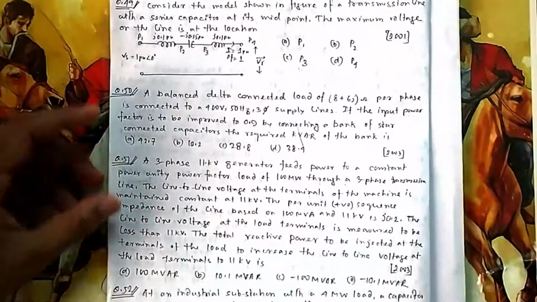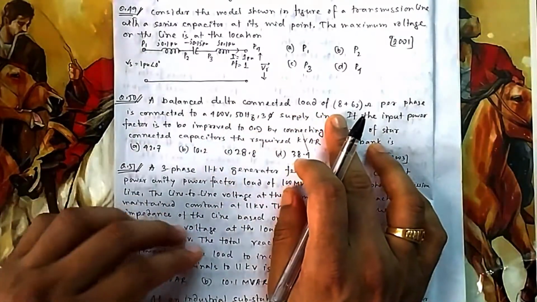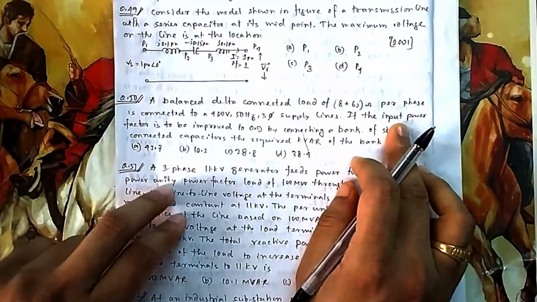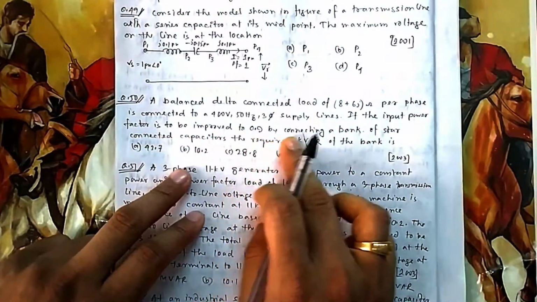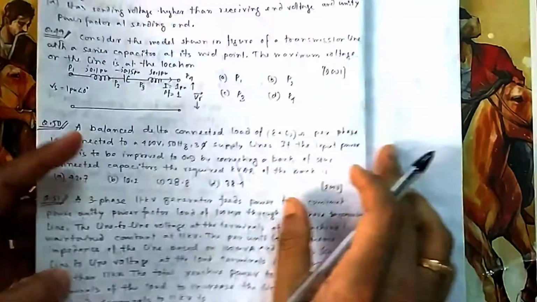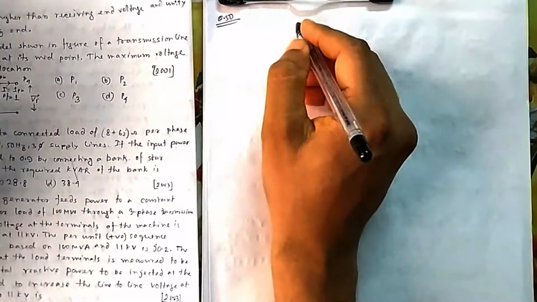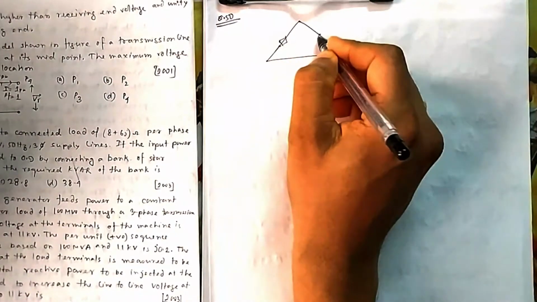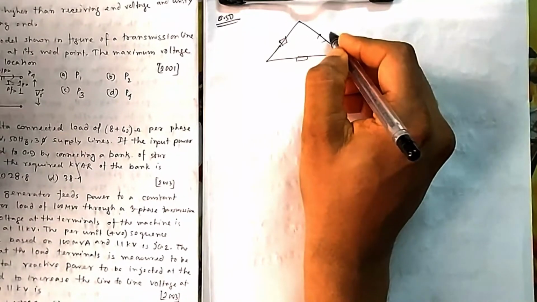And if you come to 50, a balanced delta connected load of 8 plus 6J per phase is connected to this. The input power factor is to be improved to 0.9 by connecting a bank of star connected capacitors. What is the capacitance required? Initially the load was delta connected. So this was my load, the initial load, whatever the load is, that is 8 plus 6J.